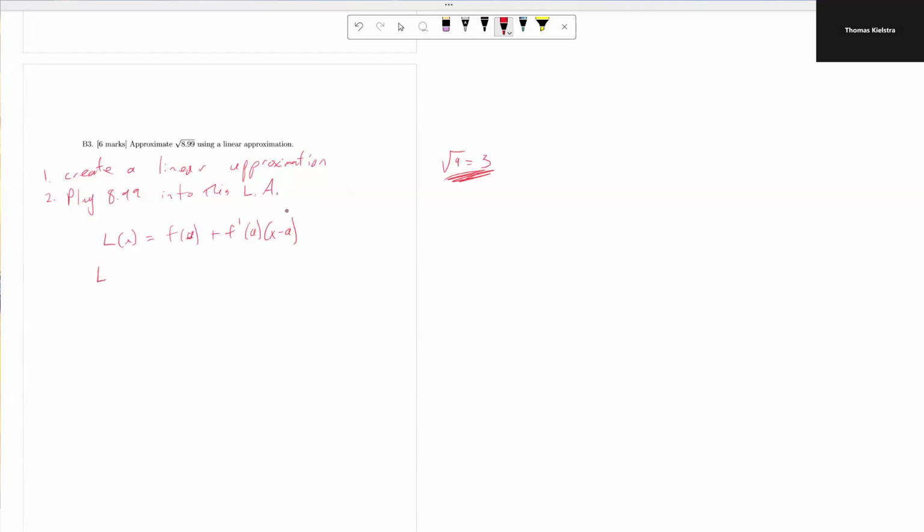So in this example, f of x equals the square root of x. f prime of x equals 1 over 2 root x. a equals 9. So f of a equals the square root of 9, which equals 3. And f prime of a equals 1 over 2 root 9, which equals 1 over 6.